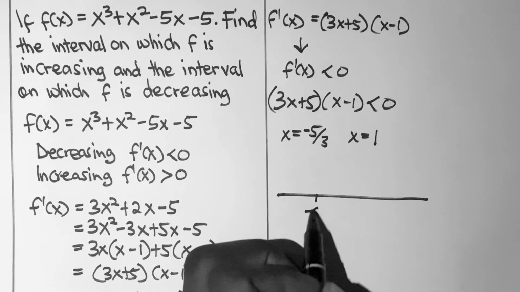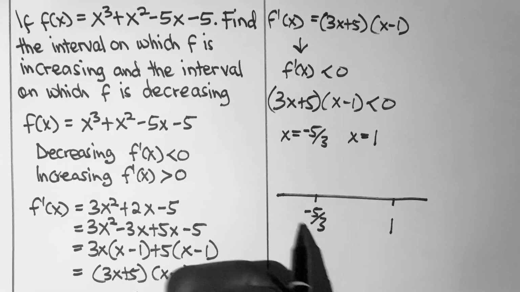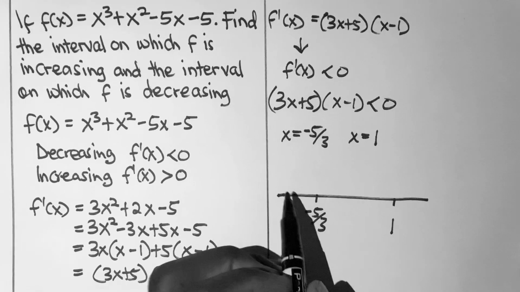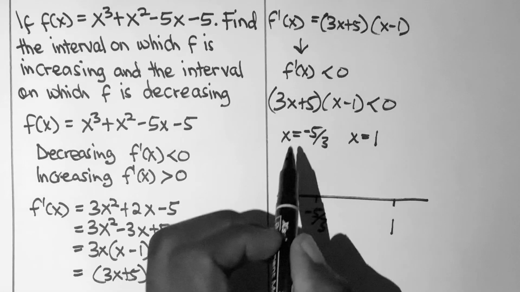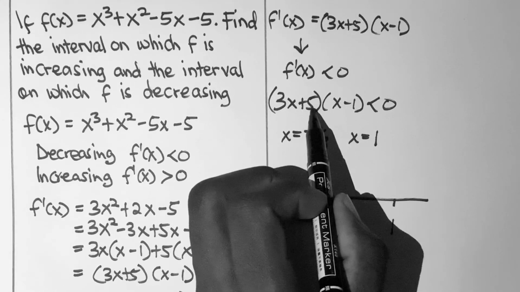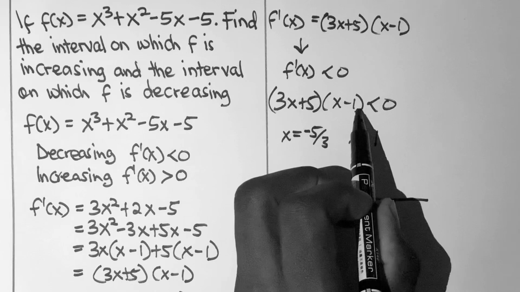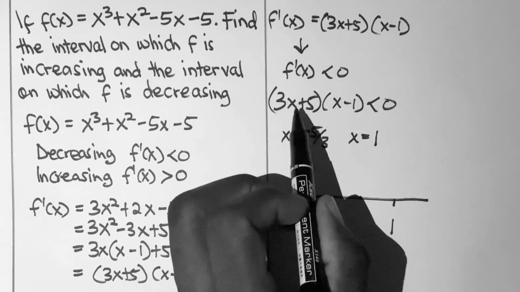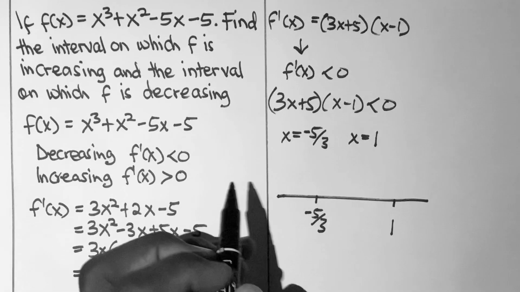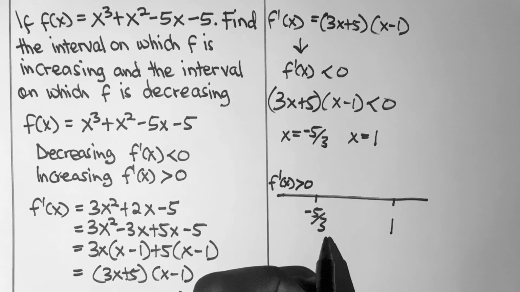So here is minus 5 over 3 and here is 1. So let's pick values less than minus 5 over 3, for example, minus 2. So 3 times minus 2 is minus 6. Minus 6 plus 5 is minus 1. And then minus 2 minus 1 is minus 3. So minus 1 times minus 3 is 3. So in this case, you see that f prime of x is greater than 0 in this region.